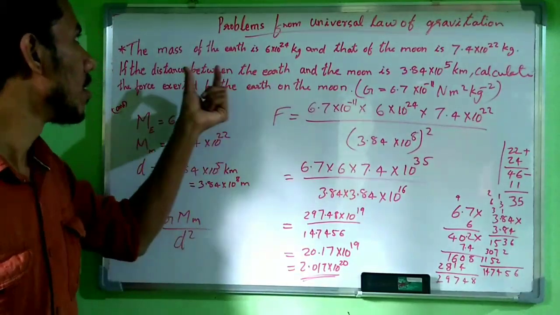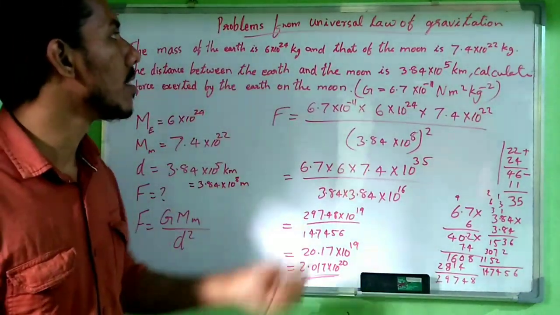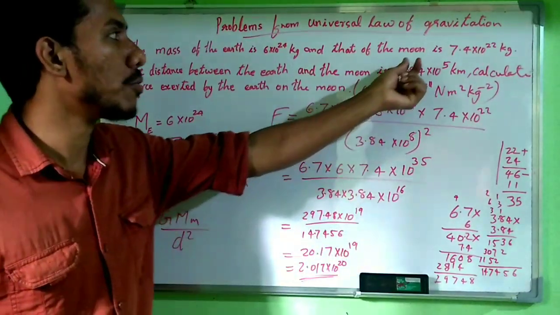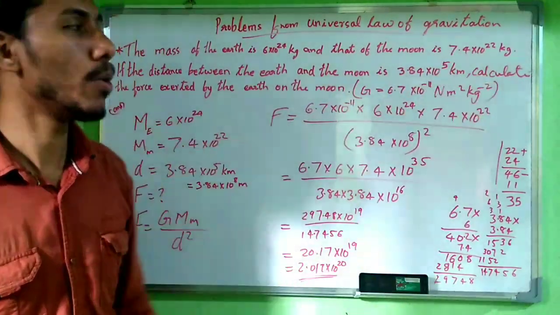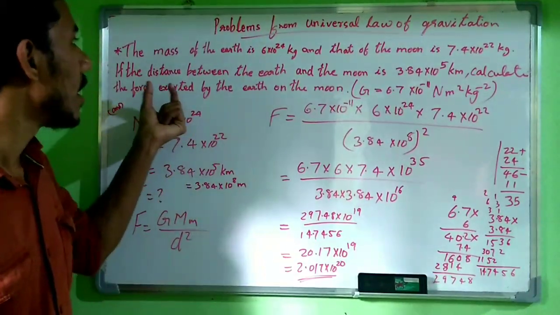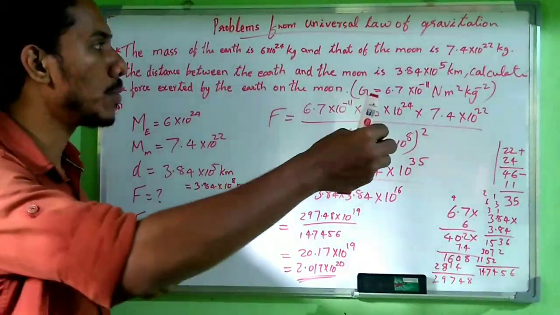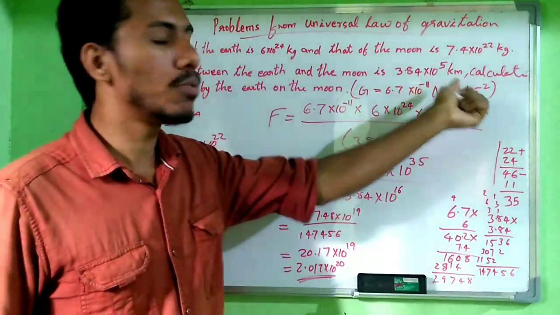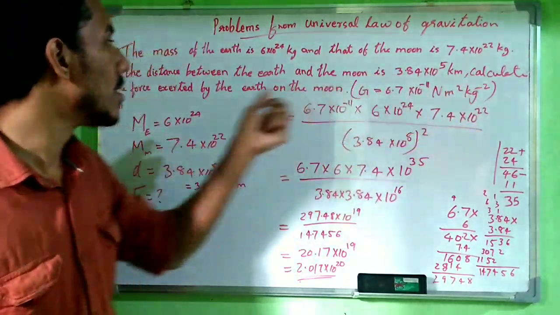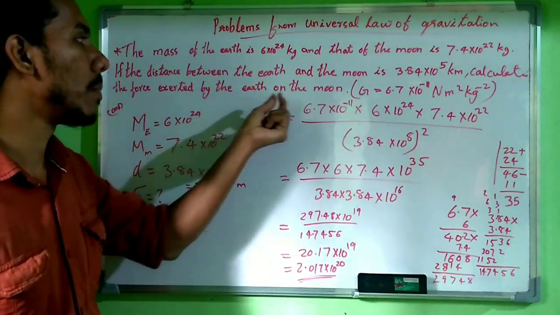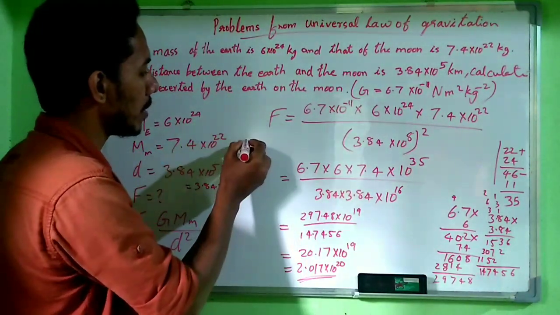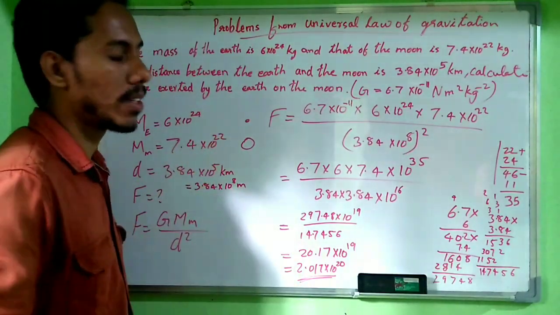There is a question. The mass of the earth is 6 × 10²⁴ kilogram and that of the moon is 7.4 × 10²² kilogram. It's a huge amount. If the distance between the Earth and Moon is 3.84 × 10²⁵ kilometer, calculate the force exerted by the Earth on the Moon. We have to calculate the force between Earth and Moon.